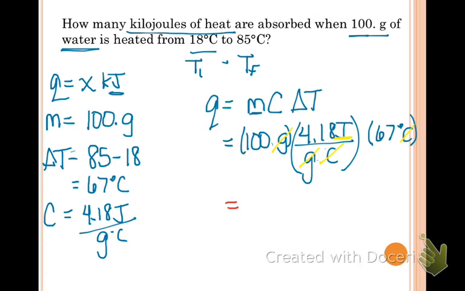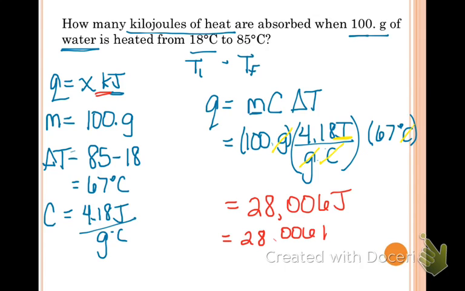All right, so when this gets typed into your calculator, you should have 28,006 joules. The final answer is wanted in kilojoules. So we know that if we go from joules to kilojoules, we just have to divide by 1,000. So it's 28.006 kilojoules. And let's take a look at our sig figs.